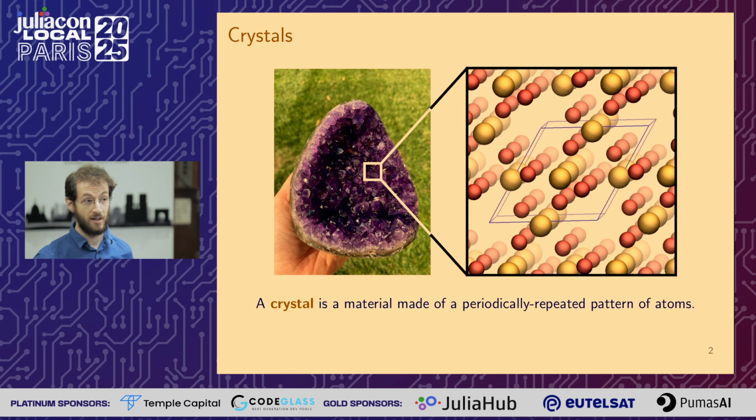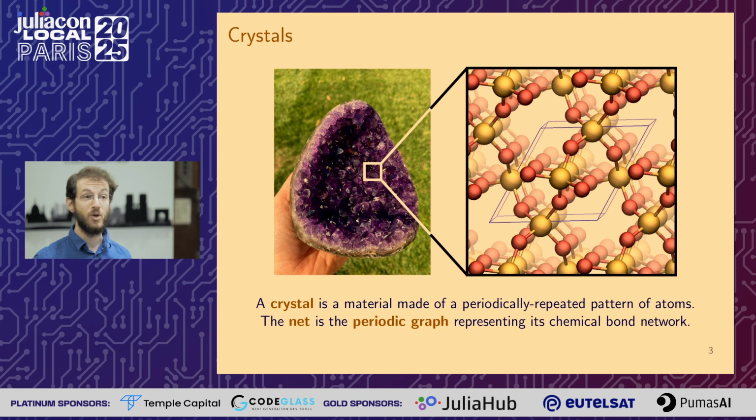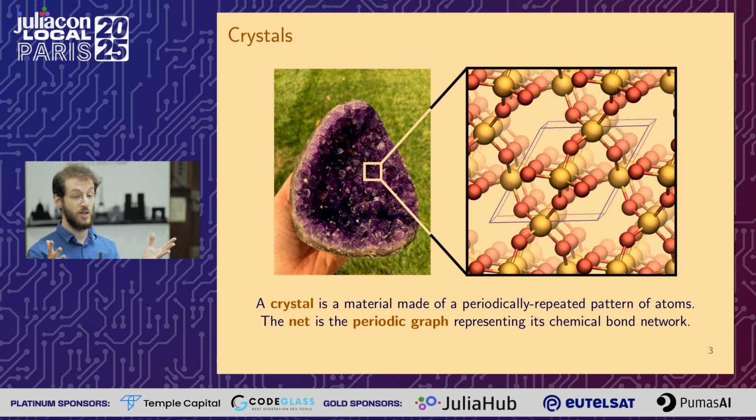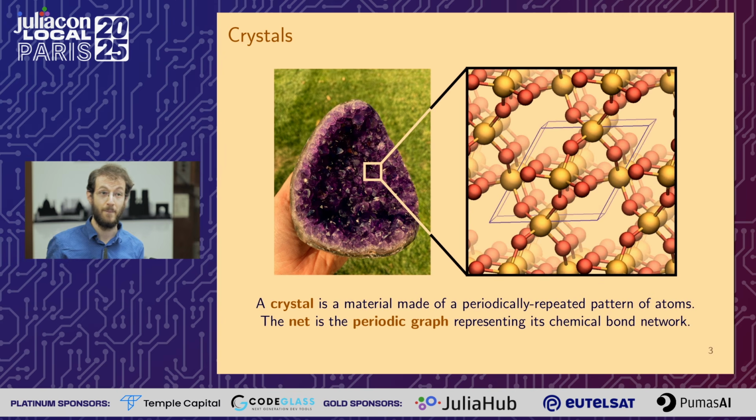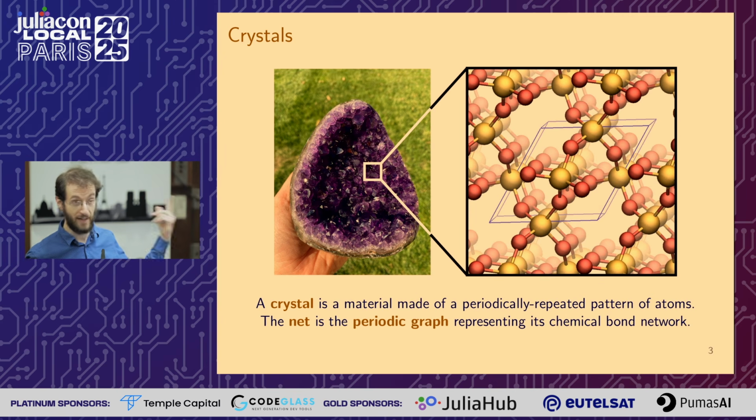Now, crystals are extremely useful for material science, so they are very much studied. And there is a class of properties which are called the topological properties, which are everything that can be derived from the network of chemical bonds. So if you look at the crystal, and if you take every atom as a vertex and every chemical bond as an edge, what you're going to get is a graph. And it's going to be a periodic graph because the crystal is periodic. We're going to call this periodic graph a net.